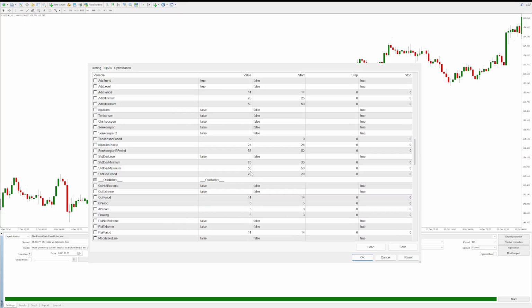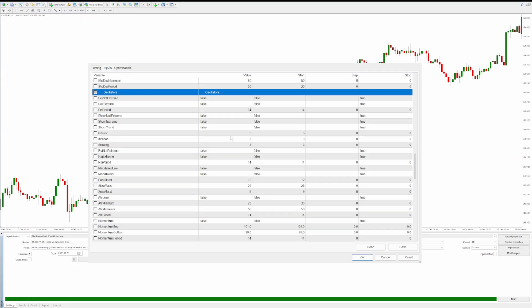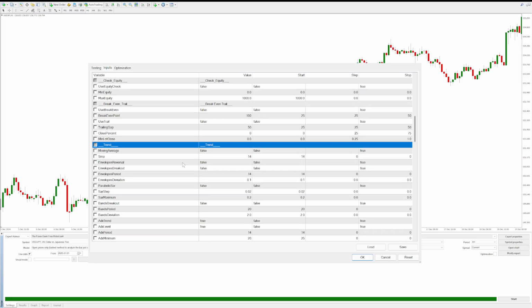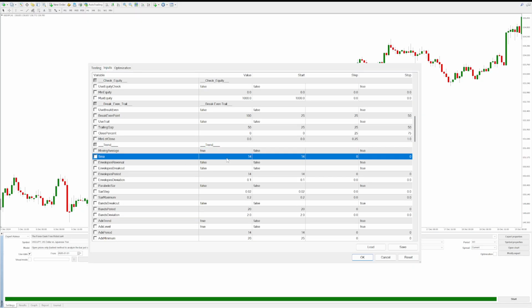For the entry we use the majority of the indicators in the MT4 and MT5 platform you can choose from. You can set them to true or false. So you've got the moving average, for example. If you set that to true, the price must be above the moving average or below the moving average. Okay, so above for a buy, below for a sell.